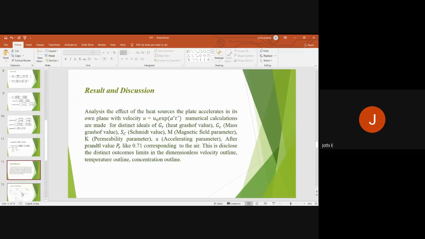My result and discussion is: unless the effect of heat source, the plate accelerated in its own plane, the velocity u equal to u0 e^(a't'). Numerical calculations are made for distinct values of thermal Grashof number Gr, mass Grashof number Gc, Schmidt number Sc, magnetic parameter M, permeability parameter K, and acceleration parameter A. With Prandtl number Pr like 0.71, this discloses the distinct outcomes in the dimensionless velocity profile, temperature profile, and concentration profile.